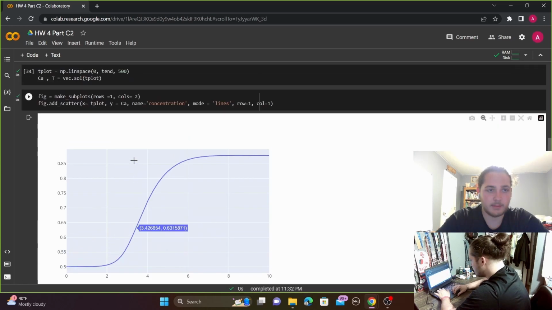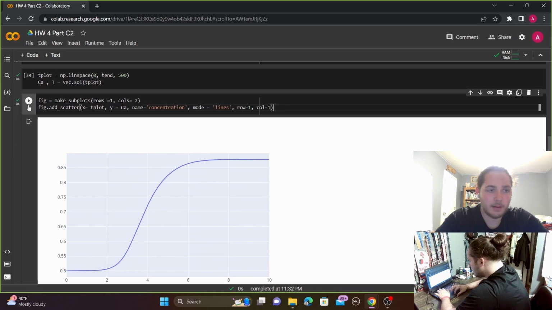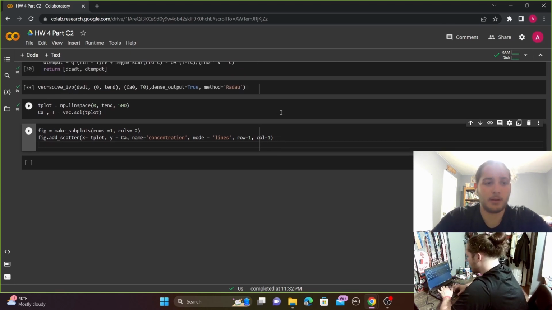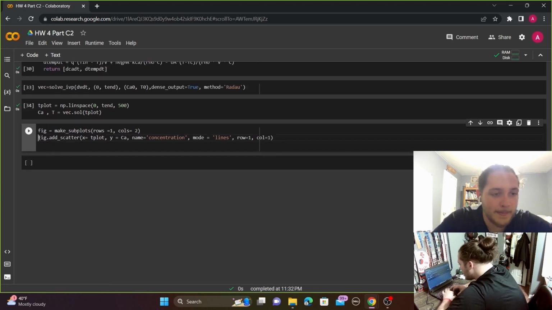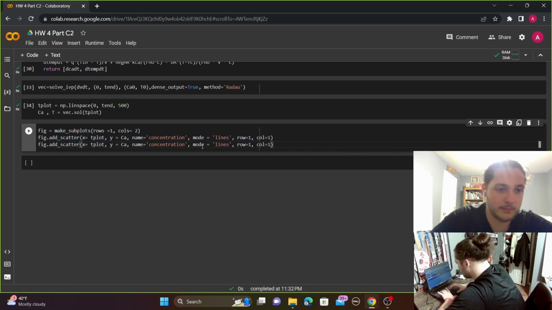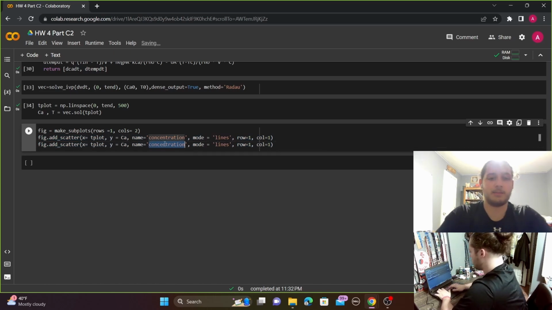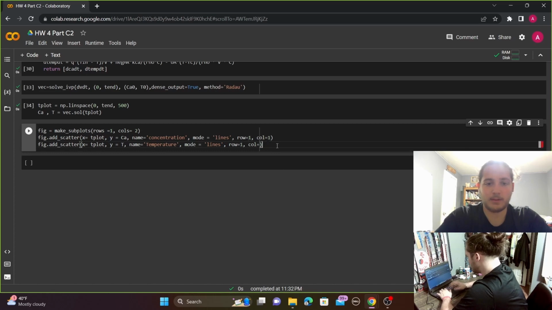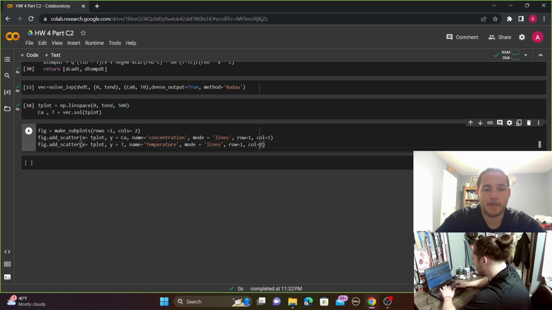Shift enter. Nope, I didn't mean to run that, because we still need to include our temperature plot. So I'm going to control C, control V, paste that, and I'm changing this name to temperature. Our y is going to be T, and our column is going to be 2. Shift enter.